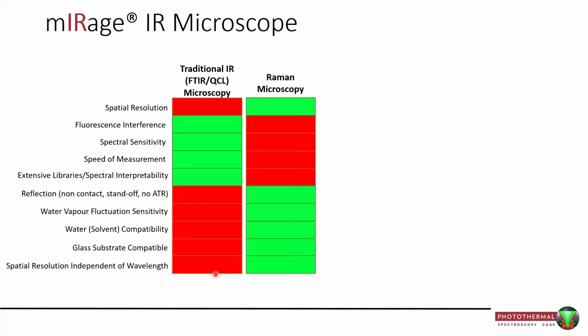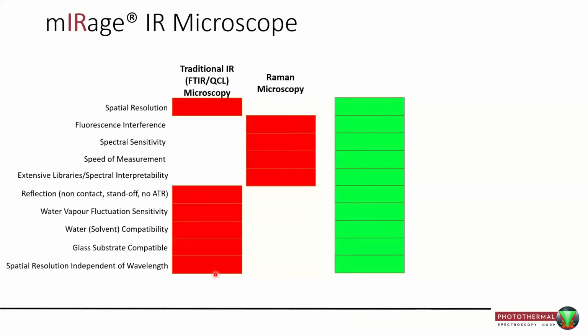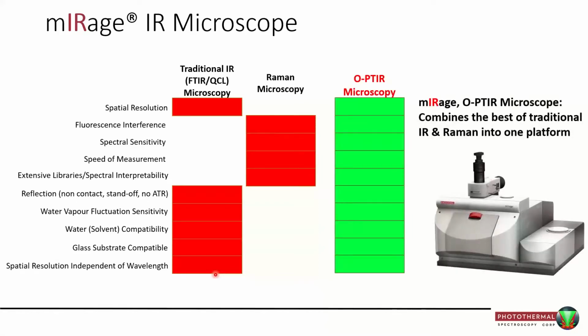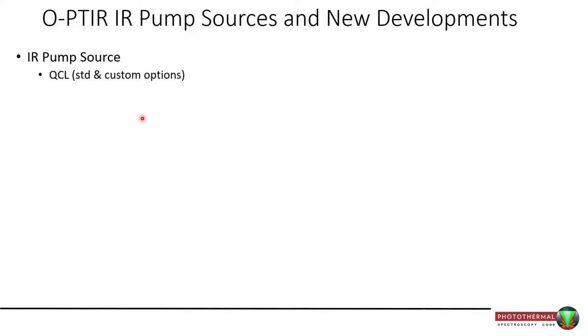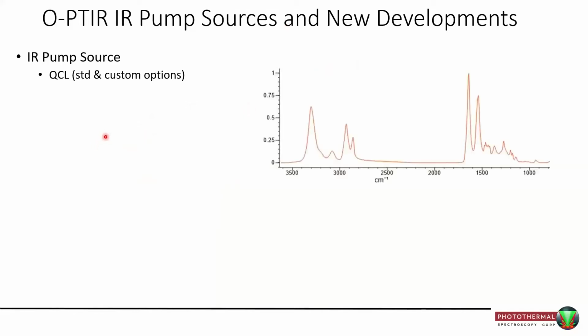But what we do, and this is my favorite animation, is we literally take all of those and put them into a single platform. That's the O-PTIR microscope. Now, I've talked a little bit about pump sources, so that's the typical QCL. I'll give you a little snapshot of what's happening there, some new developments there.